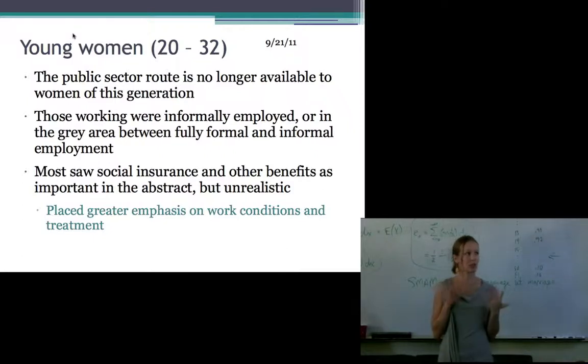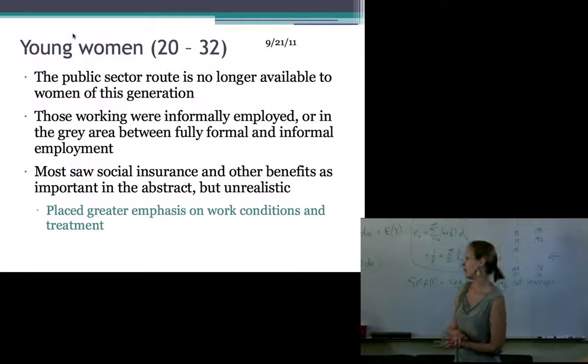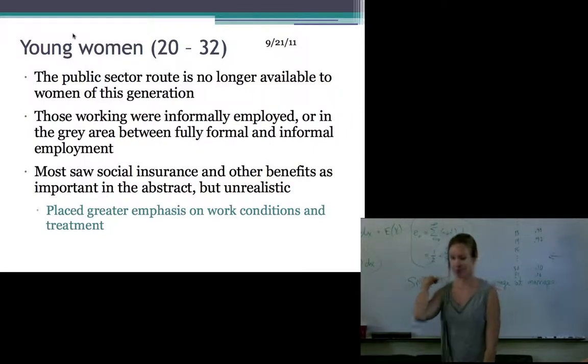So while a lot of them sort of saw social protection as important in the abstract, when we talked to them about what do you look for in a job, nobody mentioned these kinds of benefits or these kinds of security. They talk about treatment, being treated well by your boss, being treated well by your colleagues, if you're in a position where you have to deal with other people, like having them treat you respectfully. Hours, salary, these kinds of things are sort of secondary. Social protection, way at the bottom of the list.